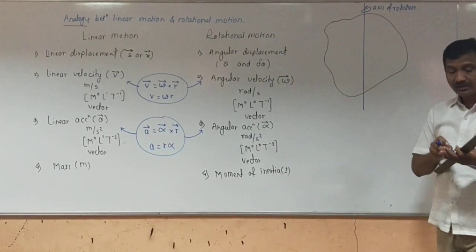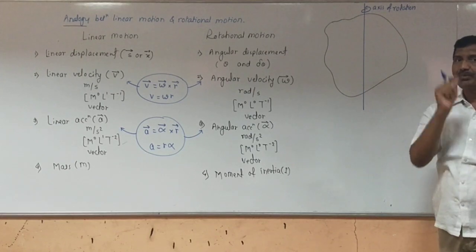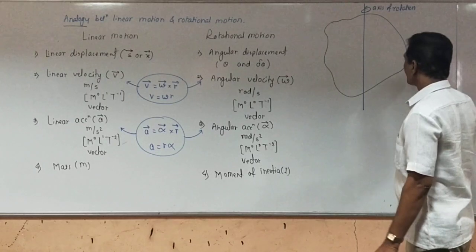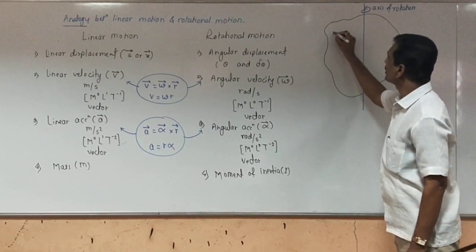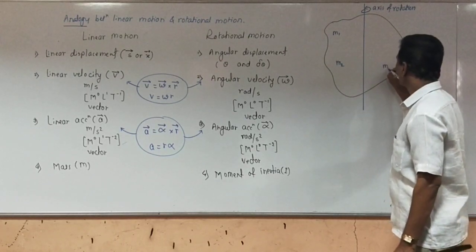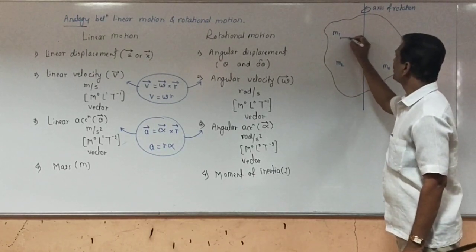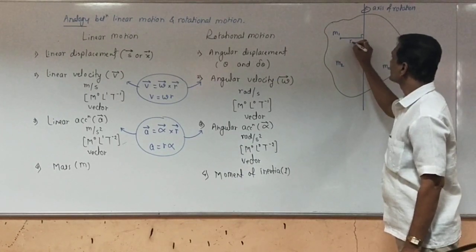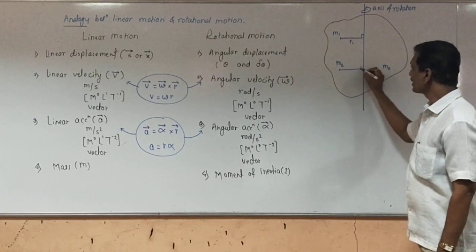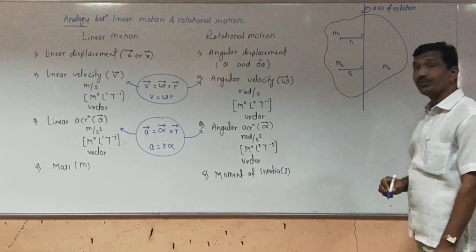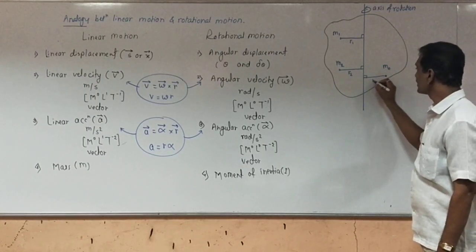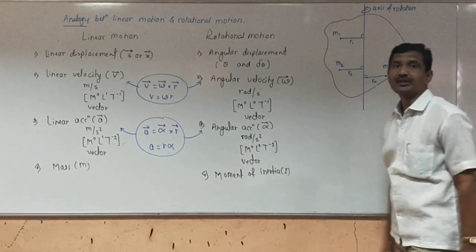Now, as the body performs the rotational motion, every particle of the body performs a circular motion. Suppose this body is made up of a large number of particles having masses m1, m2, ..., mn. The particle of mass m1 is situated at a distance r1 from the axis of rotation, the particle of mass m2 at a distance r2, and the particle of mass mn at a distance rn.